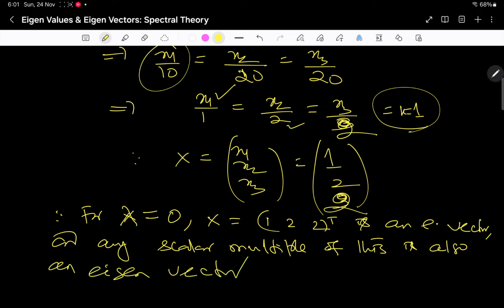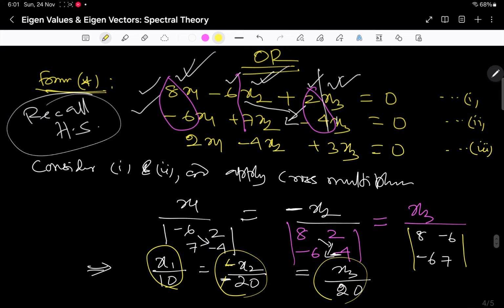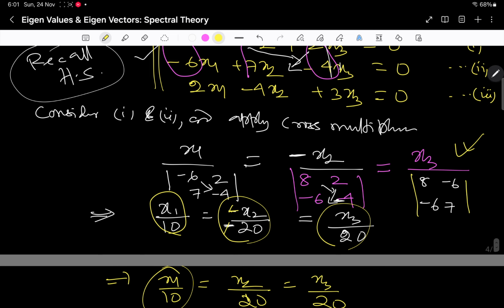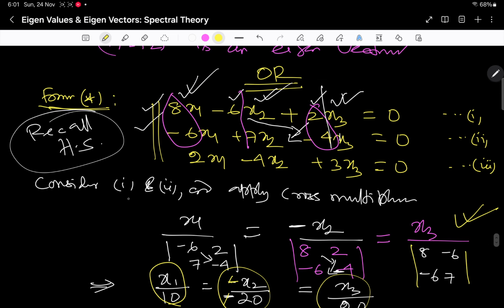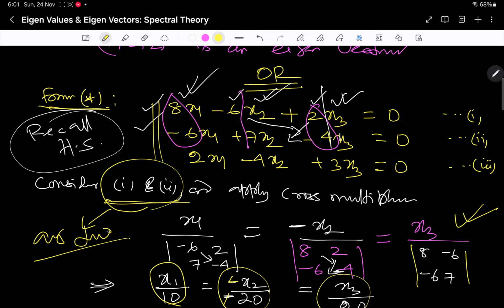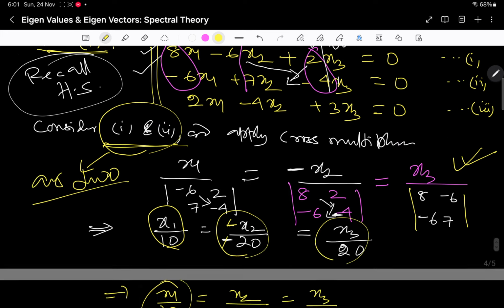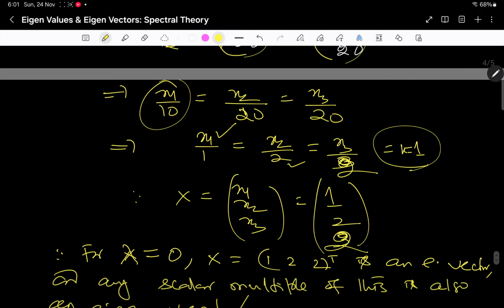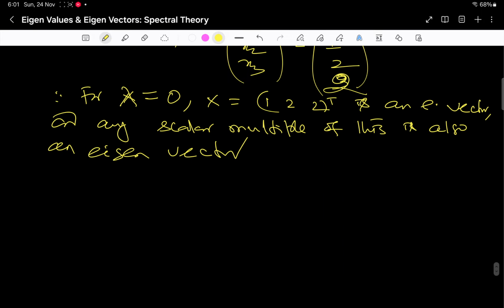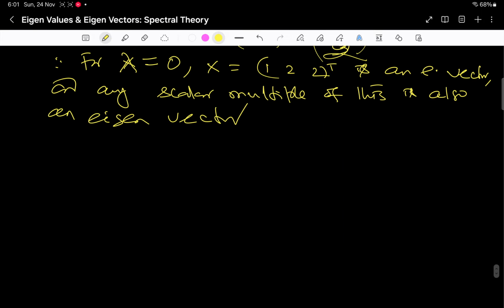Okay, so you see this scalar multiplication technique will give you an easy way of getting the result. We have considered 1 and 2i. Any two you consider, you may consider 2i, 3i, or 1, 3i, any two. Similarly, for lambda equal to 3 you can find the eigenvector, and for lambda equal to 15 you will also find the eigenvector.